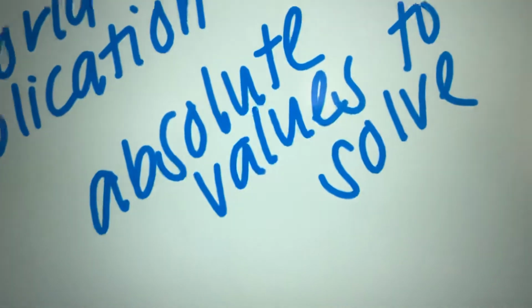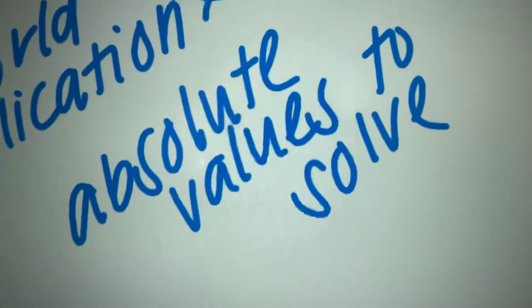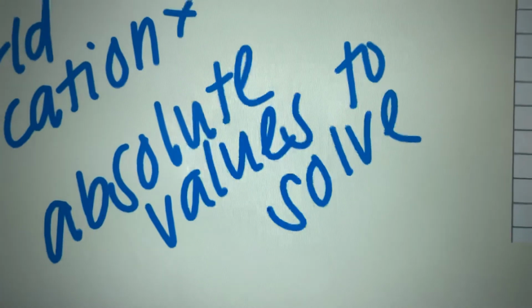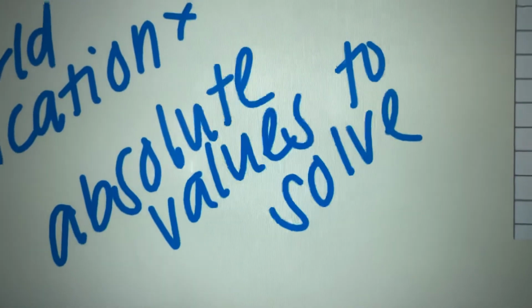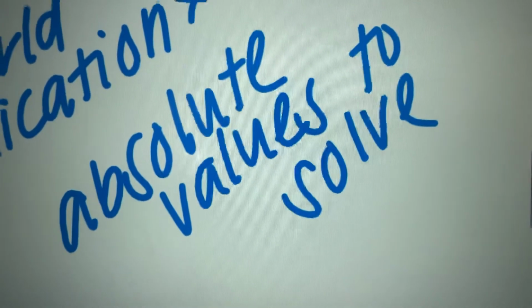We're using our information about absolute values to help solve this. Remember, absolute value is how far away we are from 0. So if it's a positive 2, our absolute value is 2. Same thing, if it's a negative 2, our absolute value is also 2. So it's how far away we are from 0.